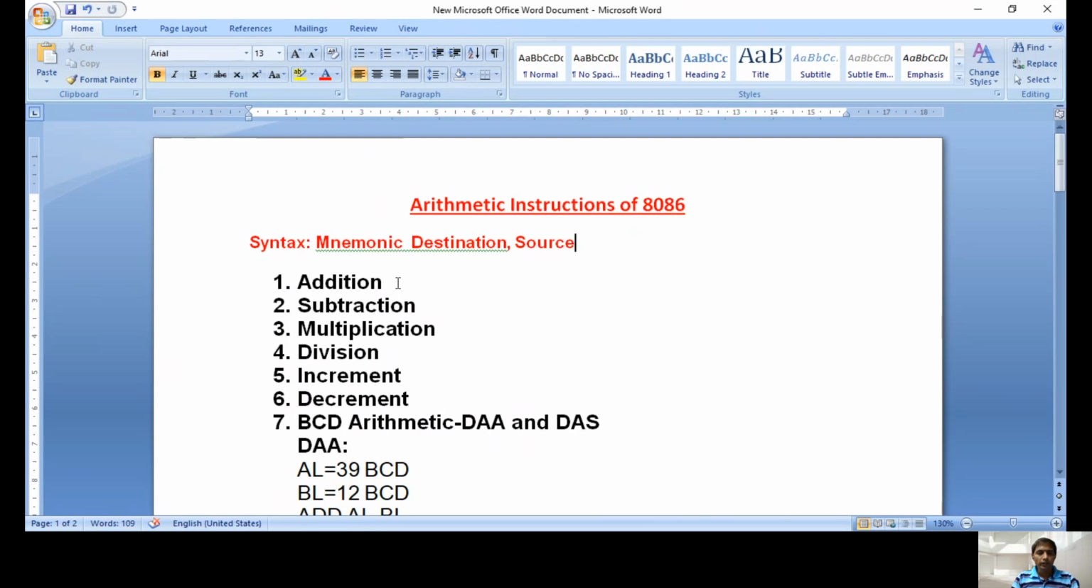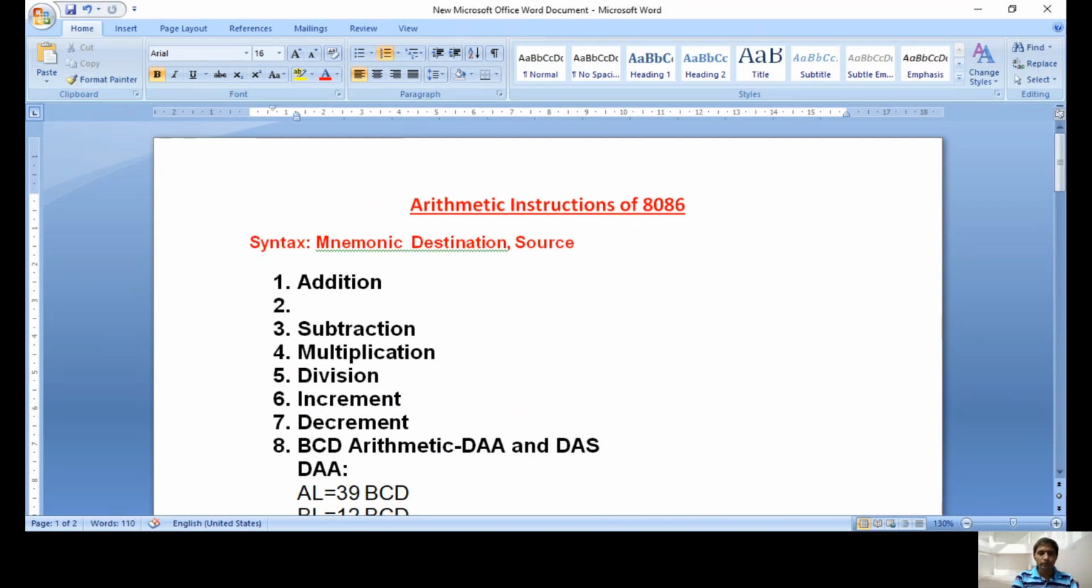Okay. So for writing any assembly language program in 8086, these instructions are very essential, in addition to addressing modes. So let us see in detail. First, coming to addition. As the name itself says, this addition instruction is used to add the source content to the destination content, and the result is stored in destination. Okay, let us see in which way it is possible.